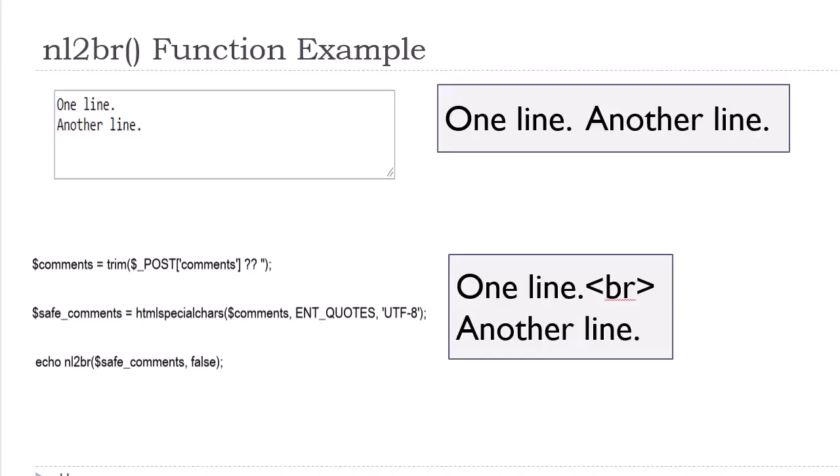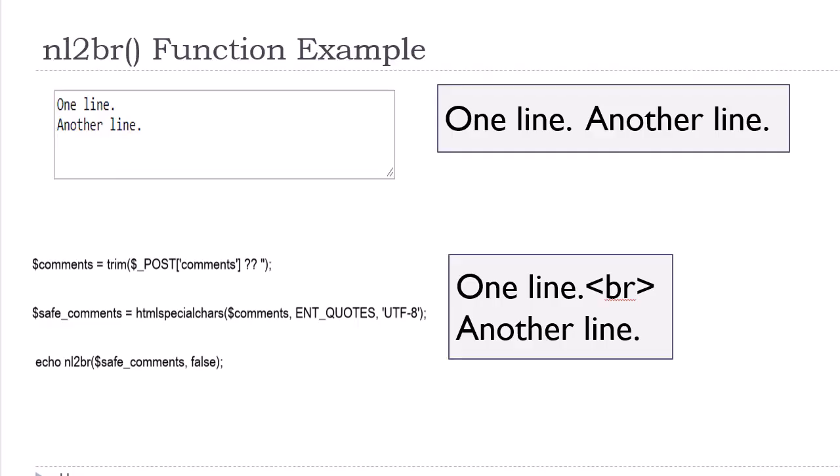The newline to break function is especially useful with text area data. When users enter data in a text area, they may press the enter key to create a new line. This is a new line entered by the user. We can use the newline to break function so that those line breaks display in the browser. However, when displaying comments from a form, we should first escape the text with the htmlspecialchars function.